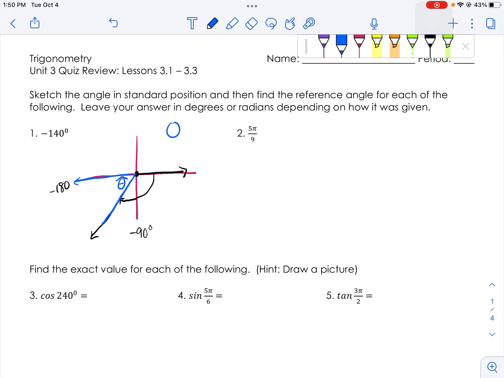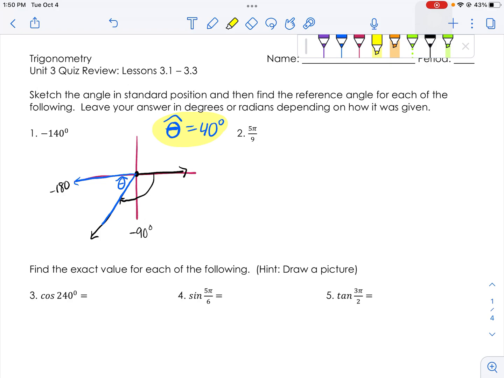And then since you're completing the line here, the 140 and the reference angle make a straight line, so you can take 180 minus 140 to find the reference angle of 40 degrees. A reference angle is also always positive, even if the original angle was negative. So my reference angle there is 40.